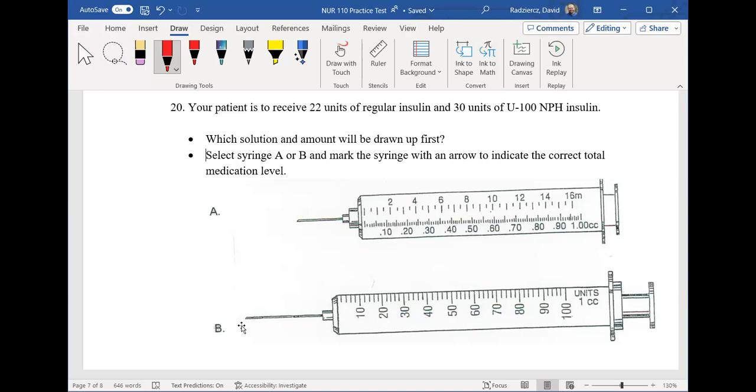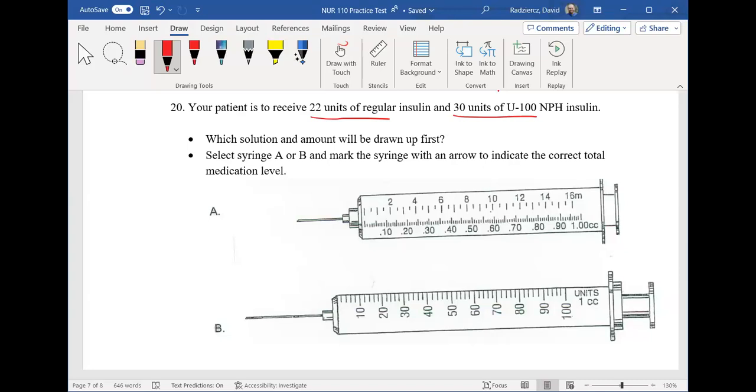Looking at this question, it tells me a couple things. It says the patient is to receive 22 units of regular insulin and then 30 units of U100 NPH. So there are two different insulin types. If you've studied insulin, you know that there's a clear insulin and a cloudy insulin. The clear insulin is your regular insulin. You've heard the mnemonic, clear before cloudy. That's fine, but just regular first is the best way to remember it. You're always drawing regular first and then the other type second.